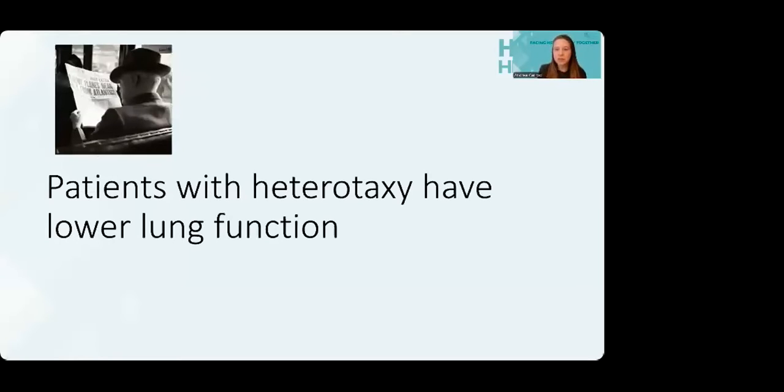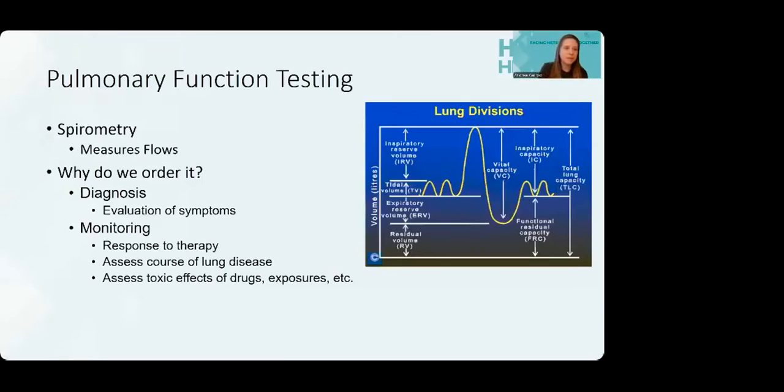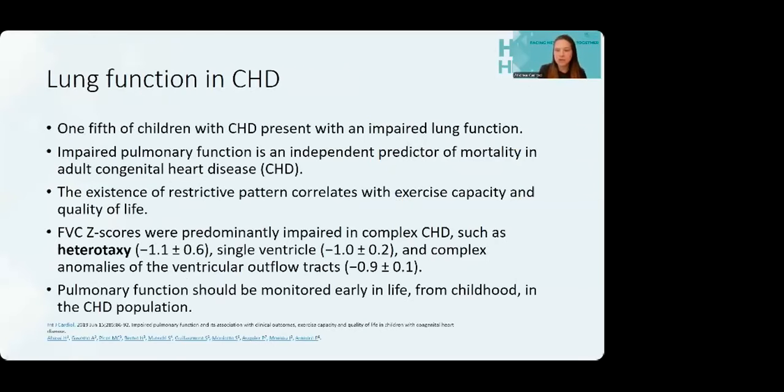So we know that patients with heterotaxy have lower lung function. Here's our first headline. All right, so what is lung function? When I say lung function, what do I mean by that? So in pulmonology, we review pulmonary function tests. This allows us to have some degree of objective measurement for patients' lung disease, and we use it to evaluate symptoms and to evaluate response to therapy. In the following slides, I'm referring to this type of pulmonary function testing.